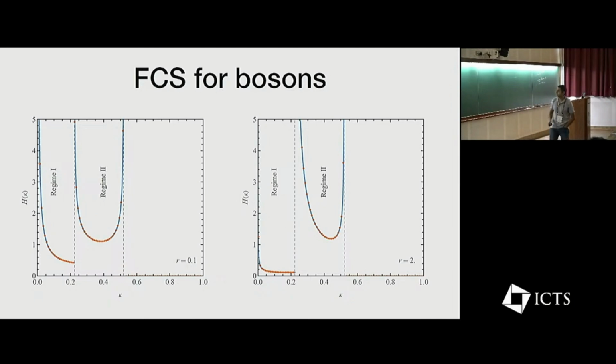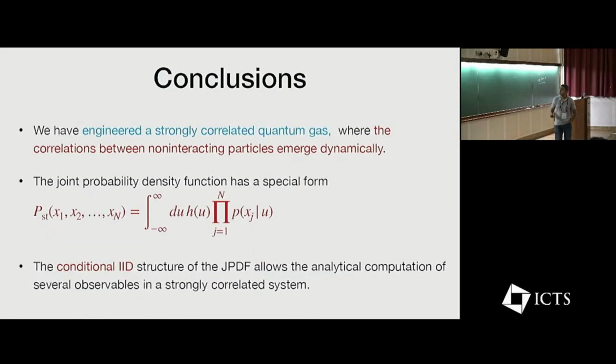So let me just stop here, saying that basically we have found an exactly solvable model of a correlated Bose gas, where the joint distribution does not have a product form, but this CIID form, and given this structure, many of these quantities one might be interested in, you can compute exactly. Yeah, thank you.